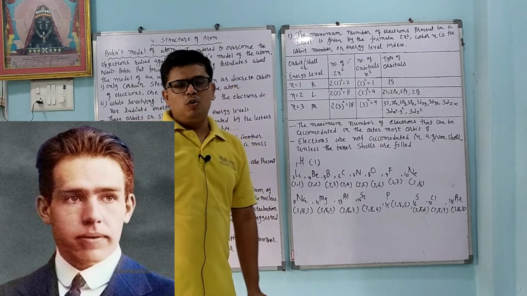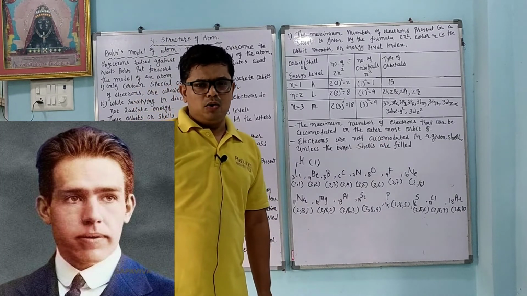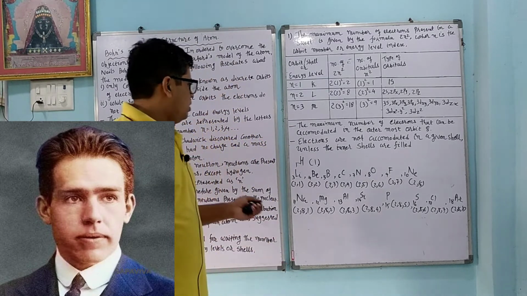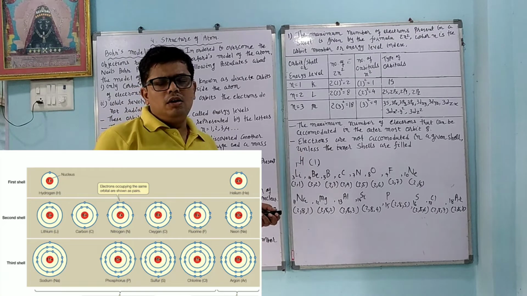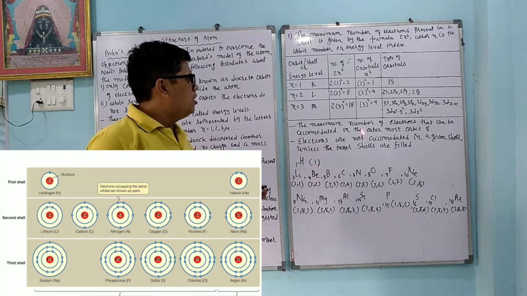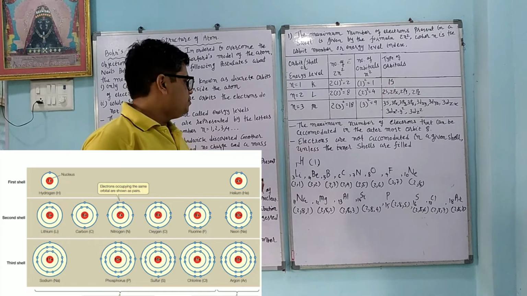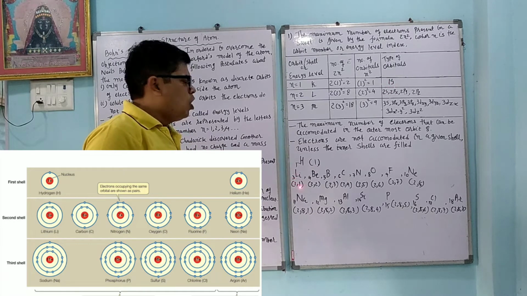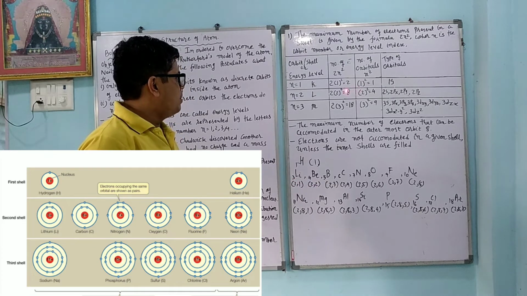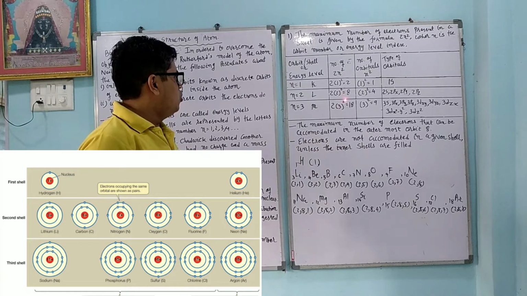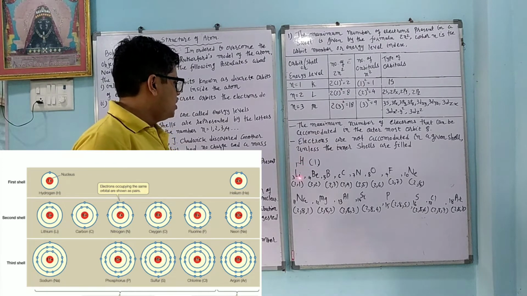Now dear students, we are going to learn about the electronic arrangement, how electrons are arranged in the different atoms. So we take the example of hydrogen. Hydrogen's atomic number is 1, so only 1 electron is present in the 1s orbit. Lithium's atomic number is 3. So we can write 2, 1, because the first orbit has a capacity of 2 electrons and the second orbit has a capacity of 8 electrons. So 3 electrons are there, and we can write 2, 1.